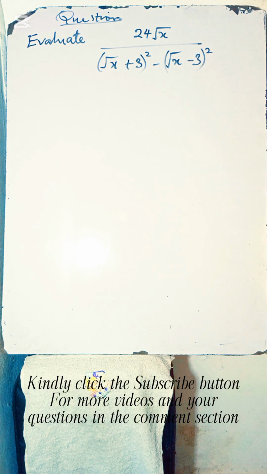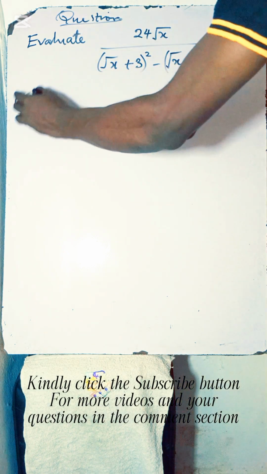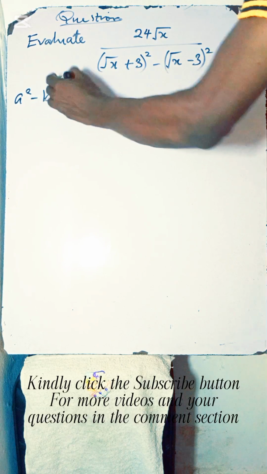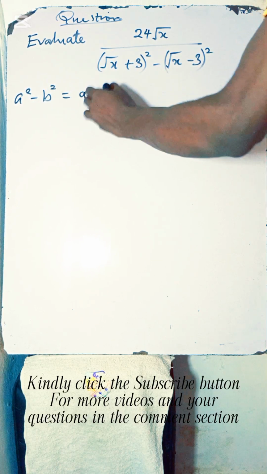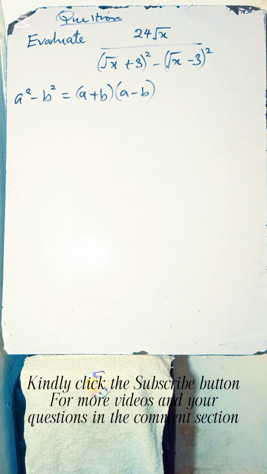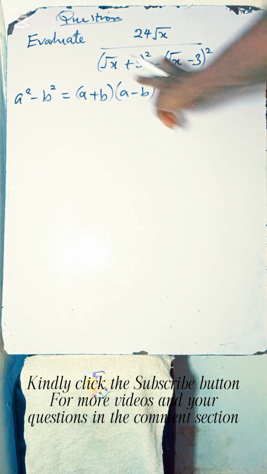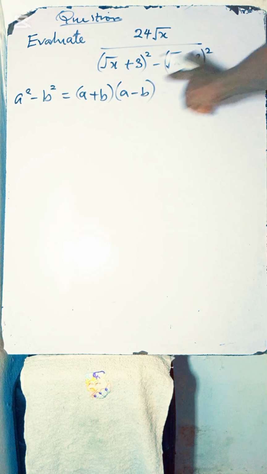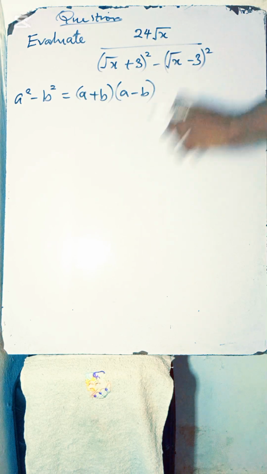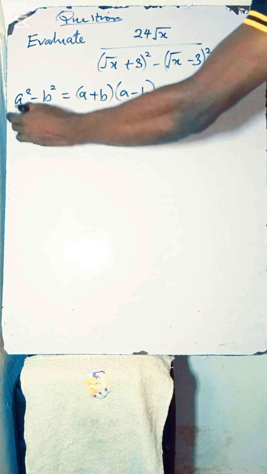Another method is by using the difference of two squares, where a squared minus b squared is equal to a plus b into a minus b. So in a case like this, we assume root x plus 3 to be a, and root x minus 3 to be b. Then we put them in this order, working with the denominator now.